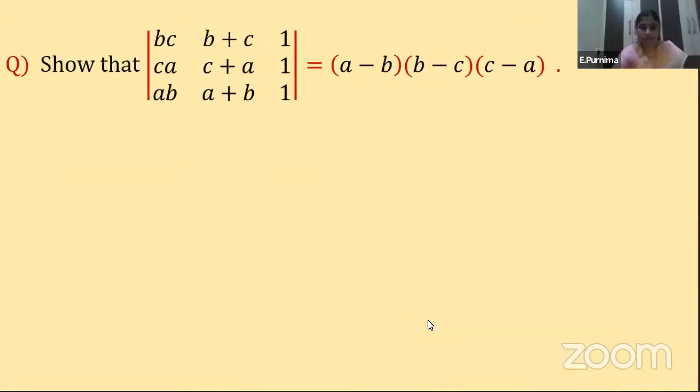Okay. Now, what is the question here? Show that the determinant with rows BC, B plus C, 1; CA, C plus A, 1; AB, A plus B, 1 is equal to (A minus B) into (B minus C) into (C minus A); we have to prove this. Because it is a determinant, let us try to do it, children. We are trying to find the determinant of this and prove that it equals (A minus B)(B minus C)(C minus A).